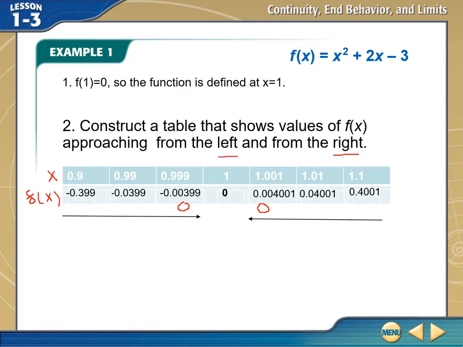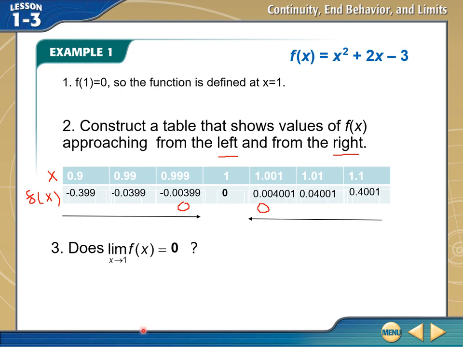So does the limit exist? The limit of this function as x approaches 1 is 0, as you can see, and we proved it with the table. We did not just say that. So does the limit of f of x as x approaches 1 equal 0? Yes, I can see it is equal to 0.